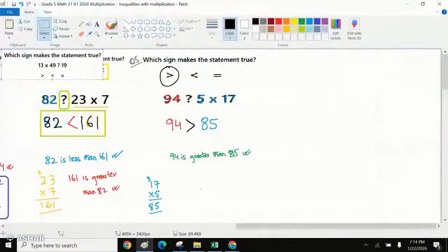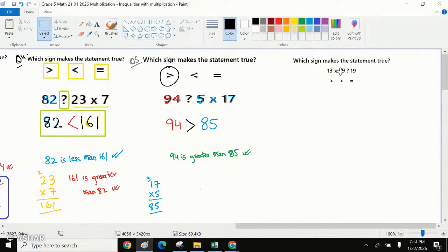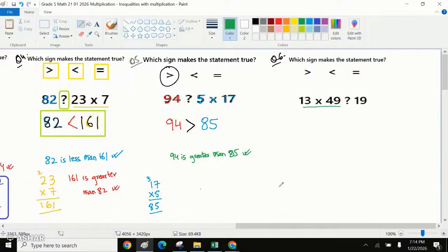Let's see what the next question wants us to do. Which sign makes a statement true, right? These 3 signs were given to us. In question number 6, they're asking us which sign would make it true. So we have 13 multiplied by 49. So we can say 49 multiplied by 13, right?